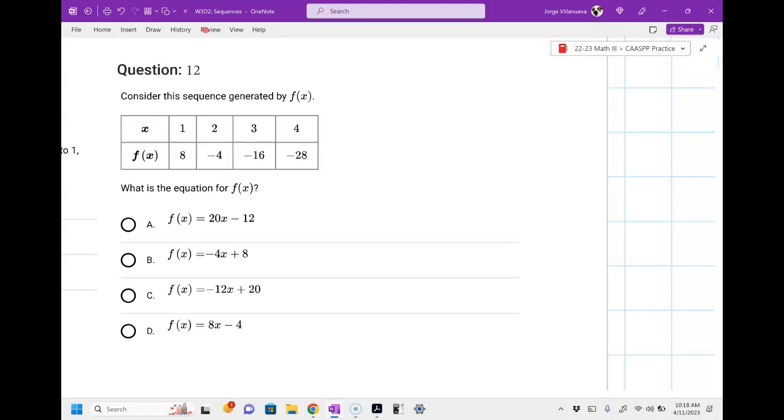So in other words, your numbers are 8, -4, -16, -28. When you plug in a 1, you should get 8. When you plug in a 2, you should get -4, a 3, -16, right? A 4, -28. Which one of those 4 makes sense? Well, let's start. If I had to choose where to start, what do you think I would pick? What do you think the easiest one is for me?